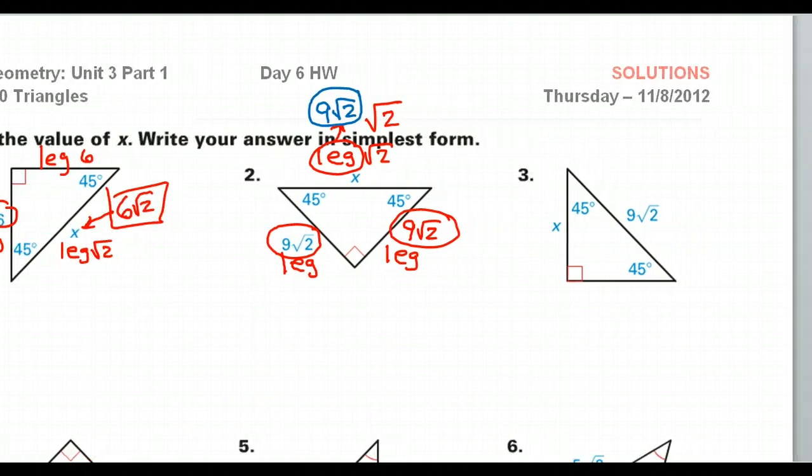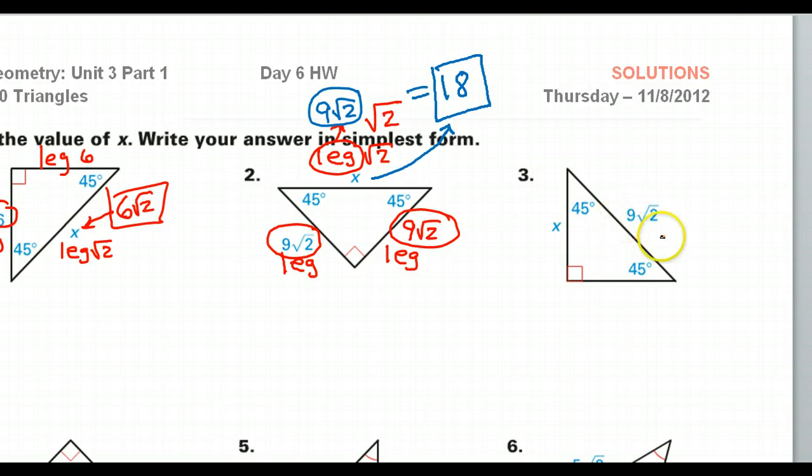Okay, moving on. So x was 18. That's the end. I guess I should write that down. So this gives us 18. Okay, so that's the value of x.